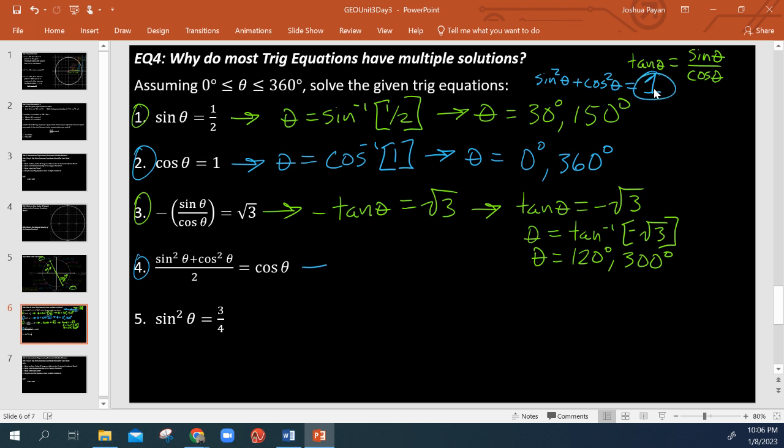So that means we basically just have 1 over 2, because this is equal to 1, is equal to cosine theta. Take the arc cosine of both sides, and we see that our angle is equal to the arc cosine of 1/2. So that means we are at 60 degrees in quadrant 1, because this is a positive 1/2, right?